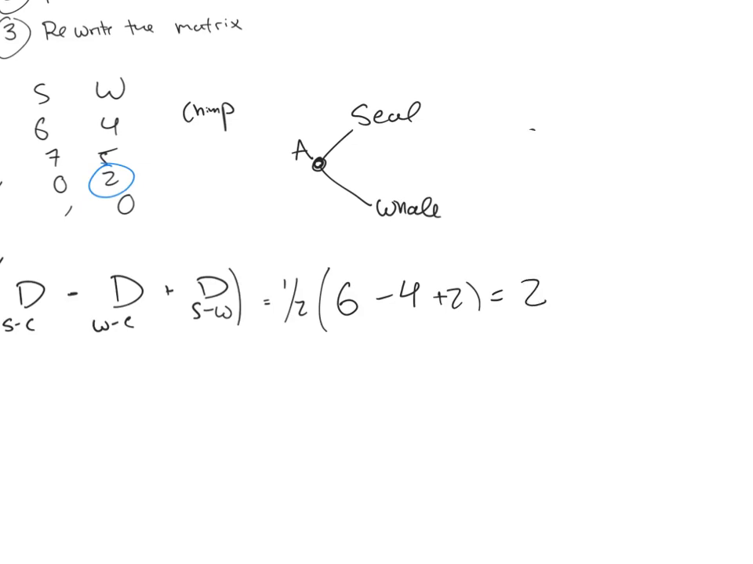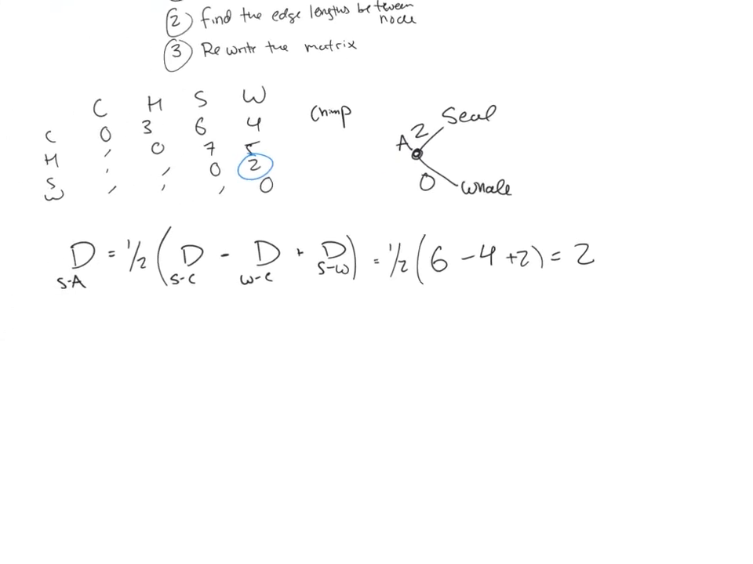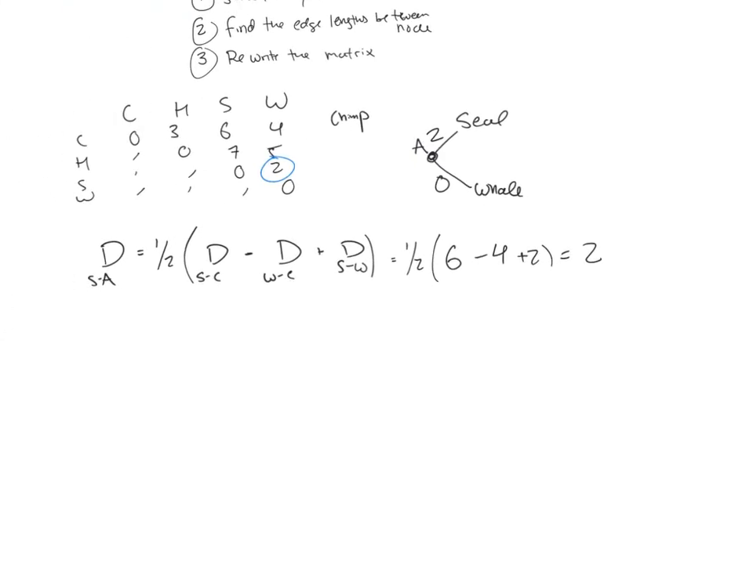So this branch length up here must be 2, which means that this one must be 0, right? Because the distance between seal and whale is 2 total. All right, so we have that, and here's our matrix, and we're going to rewrite it now in terms of A.